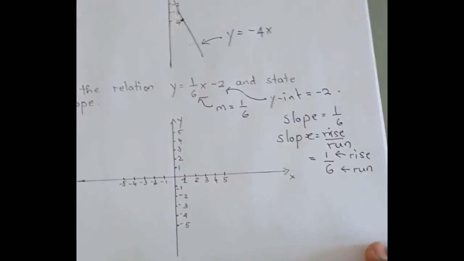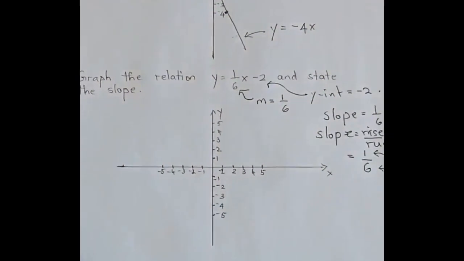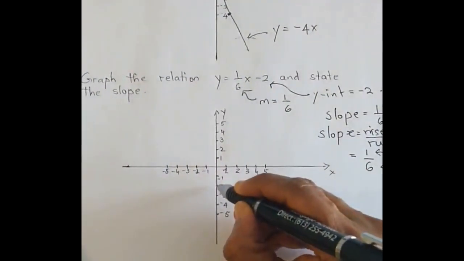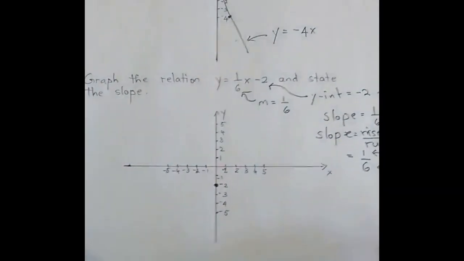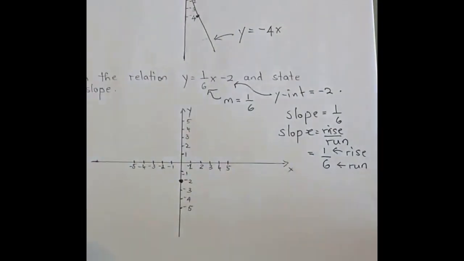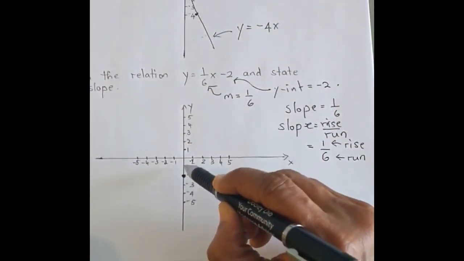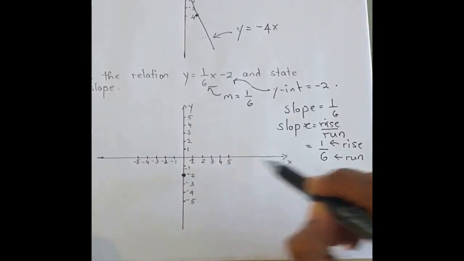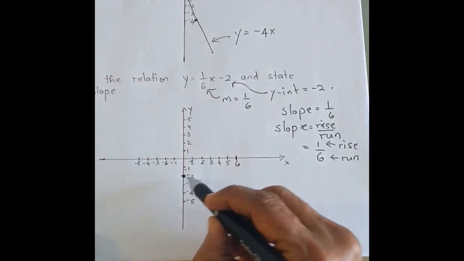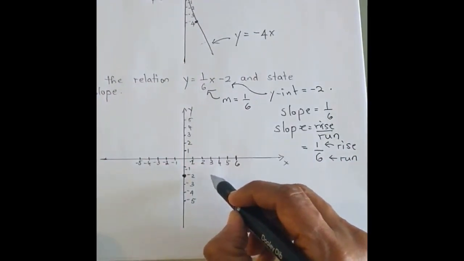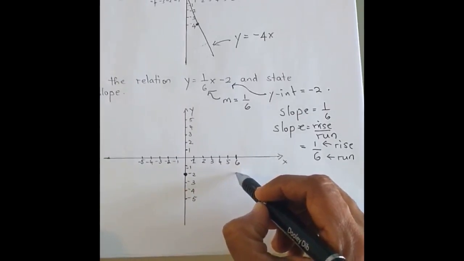Now let's draw the graph. We always start with the y-intercept. It's going to be right here, which is negative 2. So I've plotted that. And then the slope is 1 over 6. The rise is 1, so I have to go up 1 unit. And then how many units am I going to go across? 6 units. So that's going to be 1, 2, 3, 4, 5, 6. So I count 6 to the right.